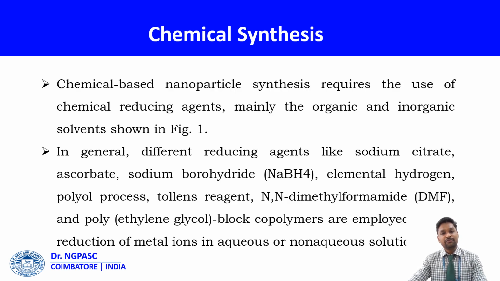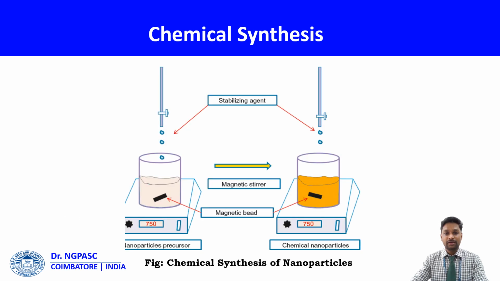The chemical synthesis of nanoparticles uses chemicals as reducing agents. Two different chemicals with different composition and different ratio are mixed together to form nanoparticles. The reducing agents include sodium borohydride, elemental hydrogen, polyol process, Tollens reagent, and dimethyl formamide. These reducing agents have been effectively used for the synthesis of chemical nanoparticles.